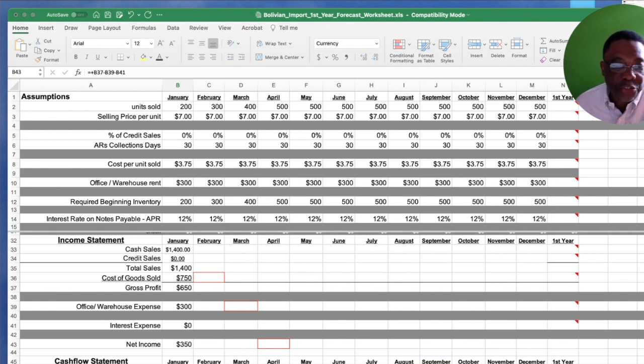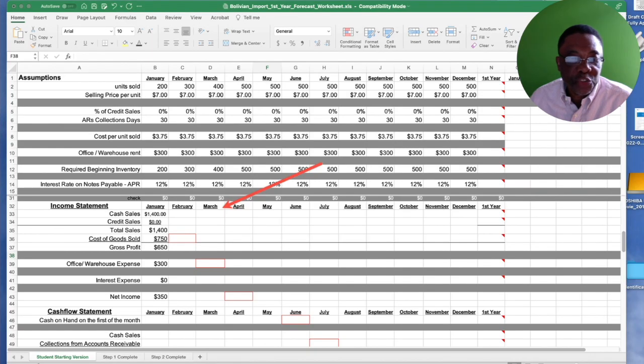We can populate the rest of the income statement in a similar fashion. So I'm going to actually just do that, and you should do this on your own version of the Excel worksheet. Now that we've finished January, I'm going to populate the rest of this income statement for February, March, April, May, all the way through December.